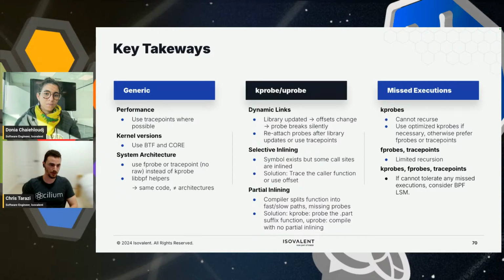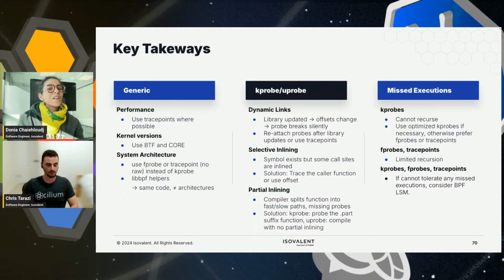Under the generic category, for performance reasons, try to use tracepoints as much as possible. If you're dealing with different kernel versions, use BTF and CO-RE if possible. And if you're dealing with different architectures, use fprobes or tracepoints, but not raw tracepoints, instead of kprobes, and try to leverage the libbpf helpers as much as possible.